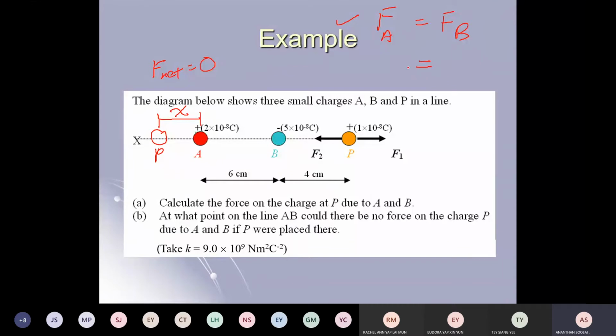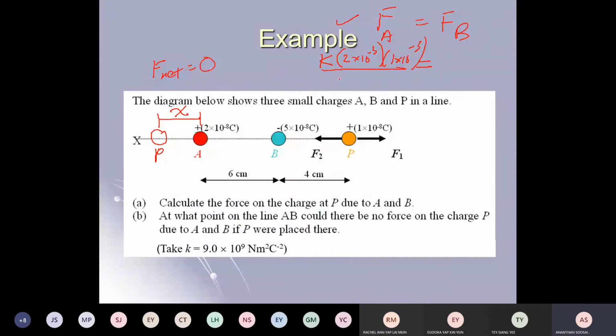Okay, now we want to find the X. I put it as an X. Okay, FA. How do you put the FB values? FA, what are the charges you put? I put a K for my convenience. Q is what? Q of A and P, you're going to write, right? 2 times 10 power negative 3. Then the charge of P is what? Charge of P is given, yeah. 1 times 10 power negative 3.